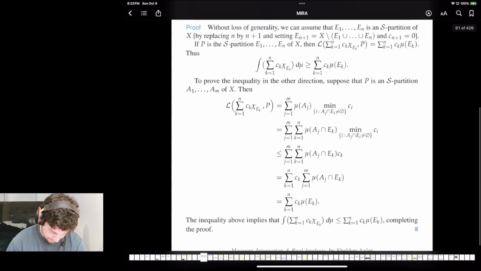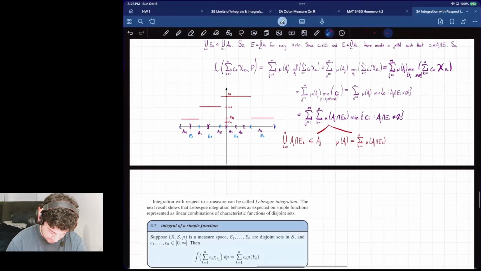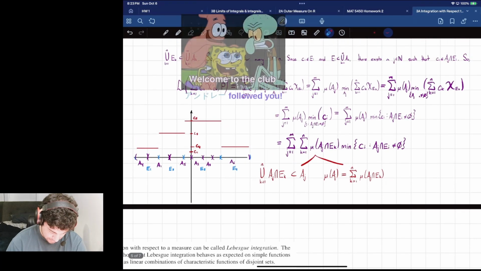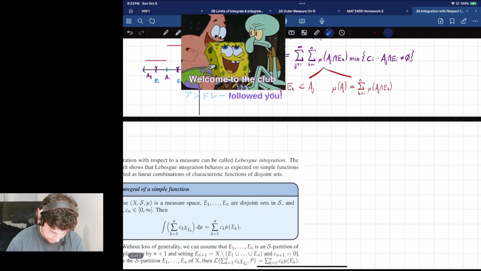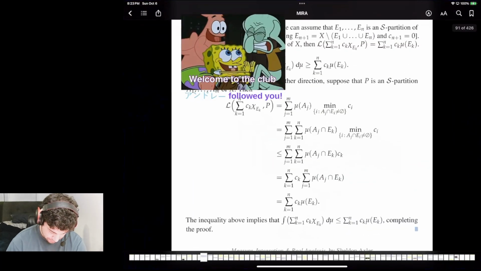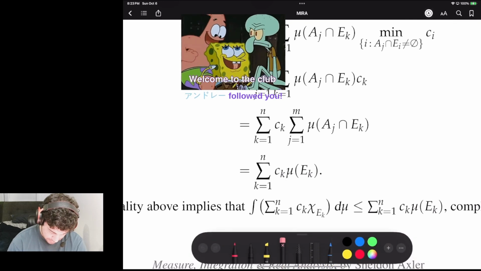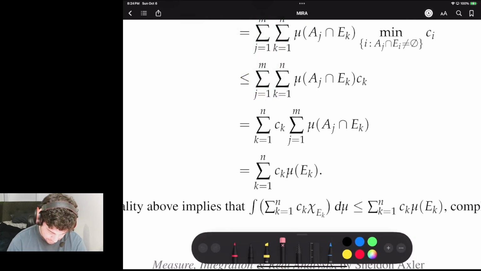So, what am I doing here? I'm trying to justify this step here, the step in this inequality.